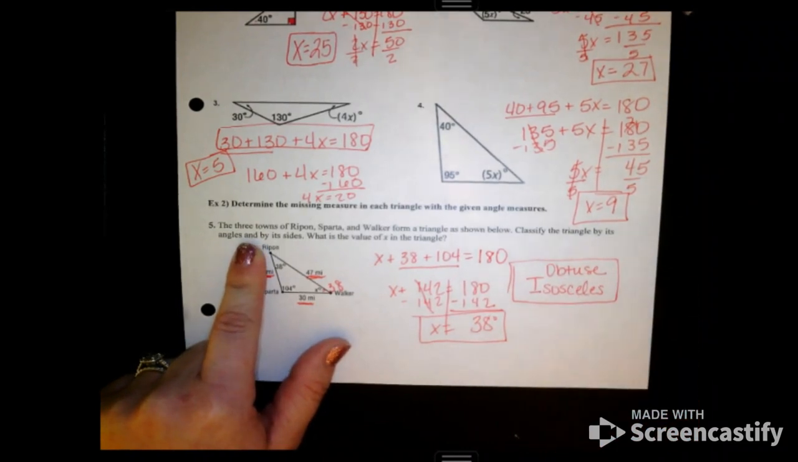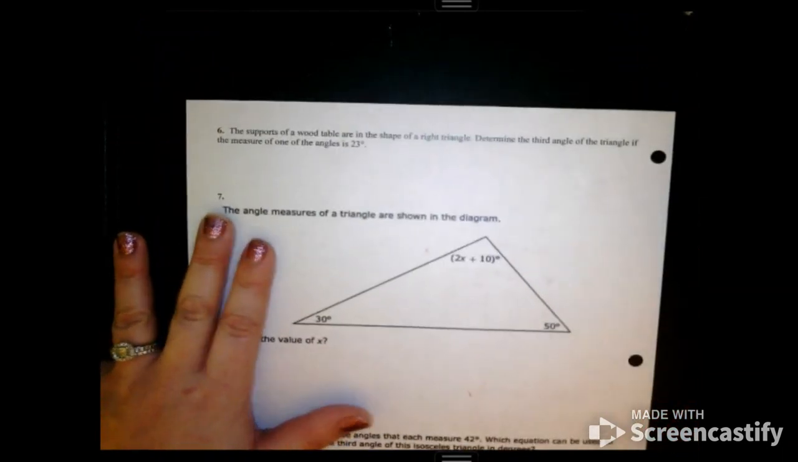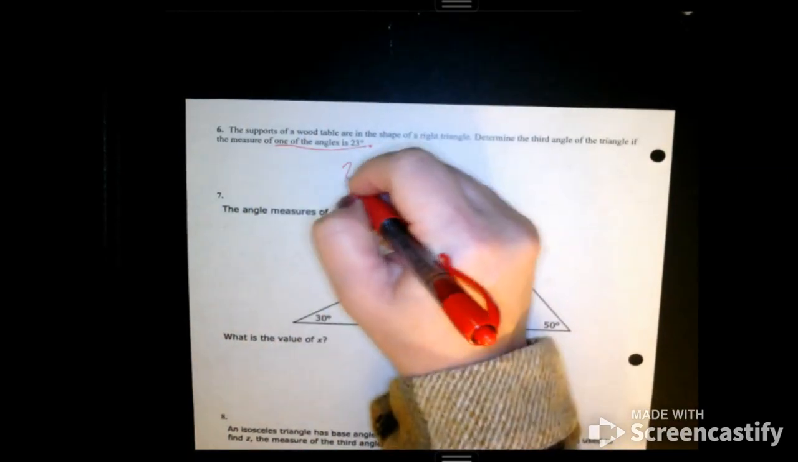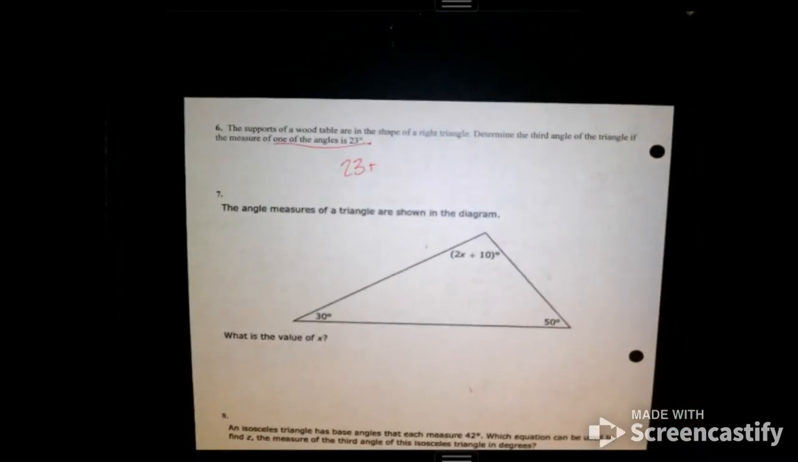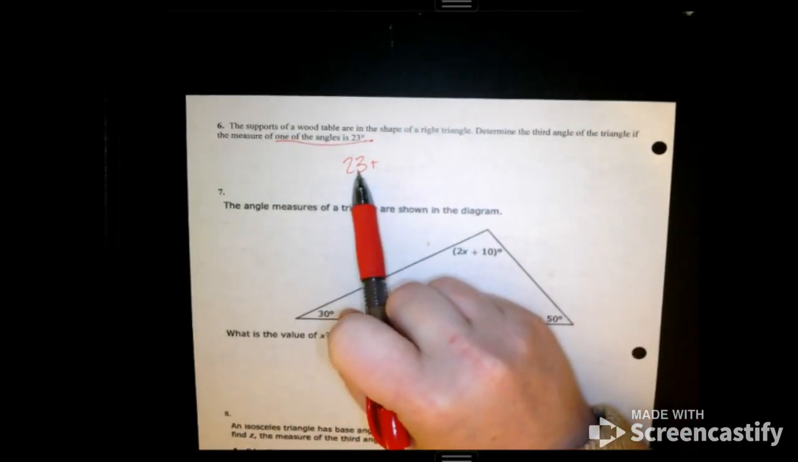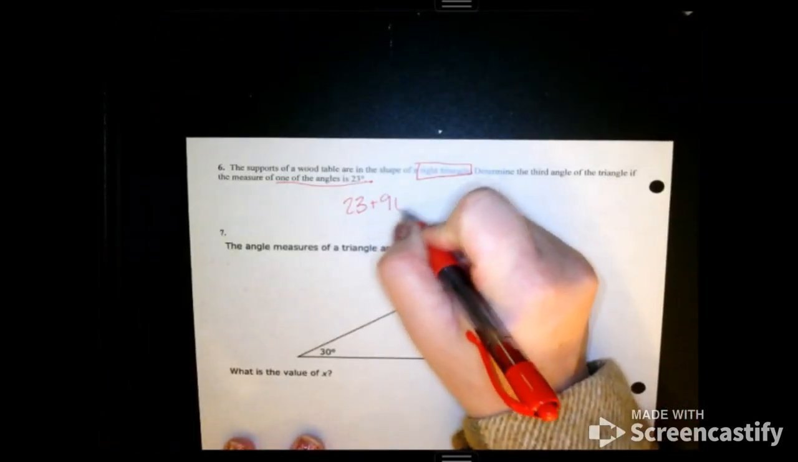We ready to flip it over? Okay. Number 6, it says the supports of a wood table are in the shape of a right triangle. Determine the third angle of a triangle if the measure of one of the angles is 23. What's going to equal 90? Well, one of the other angles. It only gives us one angle measurement, right? But then it said a right triangle. What does it say by a right triangle on the front? It has one right angle, which means I have one 90-degree angle.